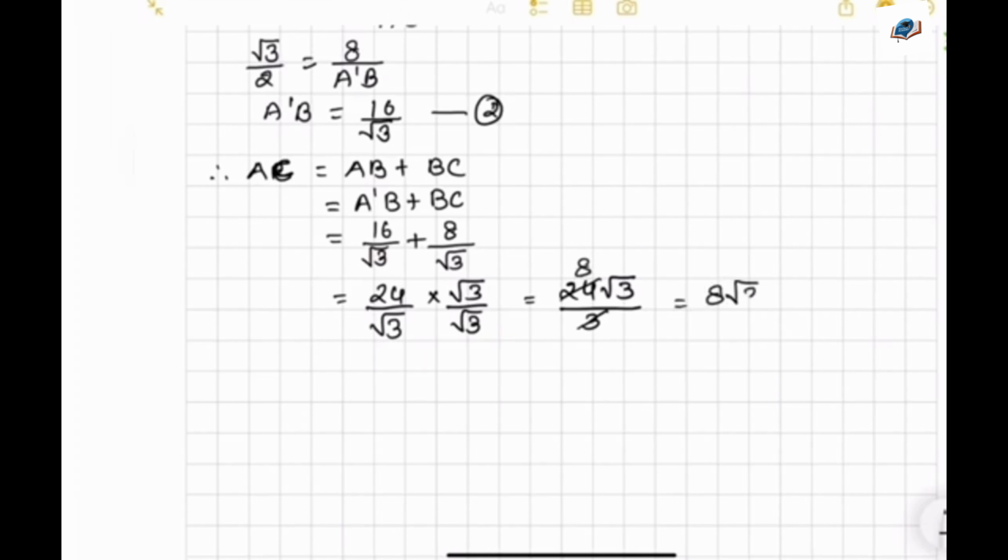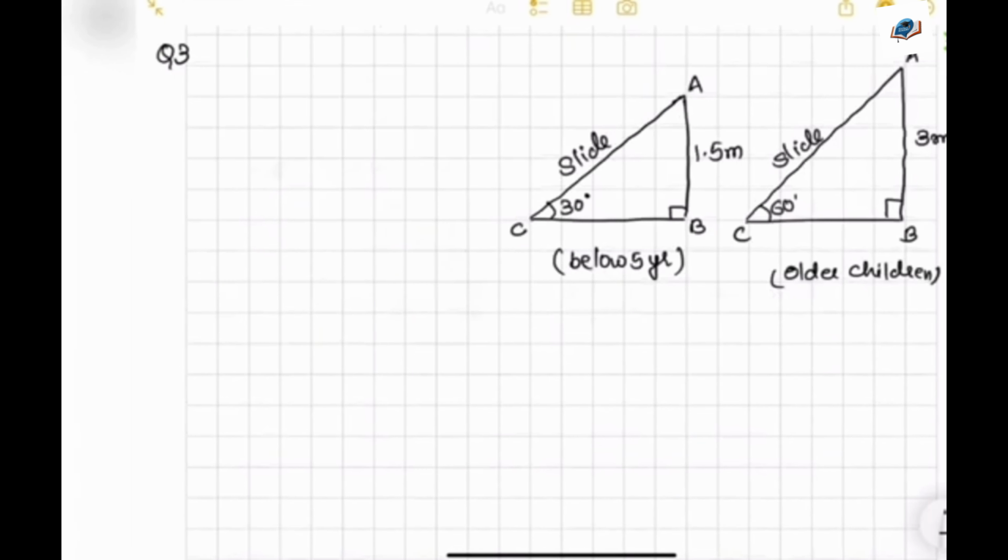Now, in the third question, it says a contractor plans to install two slides for the children to play in a park. For the children below the age of 5 years, she prefers to have a slide whose top is at a height of 1.5 meter. So, can I say in triangle ABC, AC is the slide and AB equal to 1.5 meter as installed, and angle C equal to 30 degree.